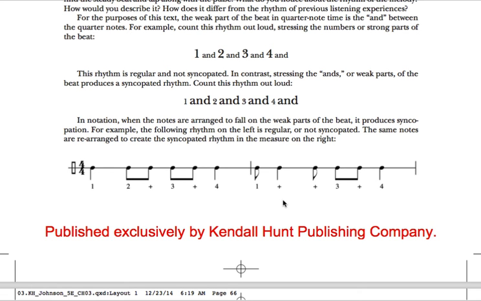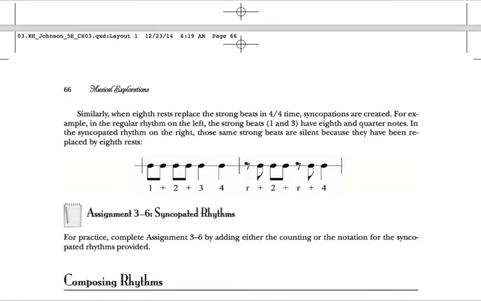The important part here is that we're accentuating the and between beats 1 and 2, and we lose beat 2 because it is contained in this quarter note. So again, this example is 1, 2, and 3, and 4 versus 1 and 3, and 4. If you tap your foot to the steady pulse and you say that in rhythm, you'll feel the syncopation.